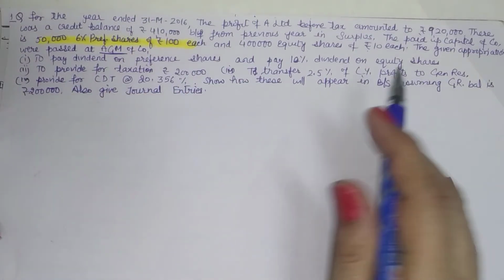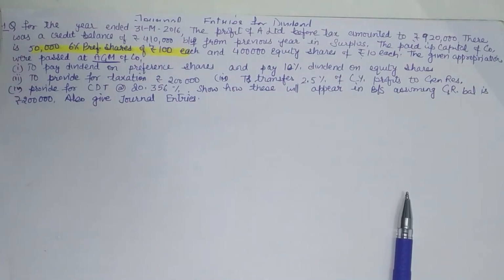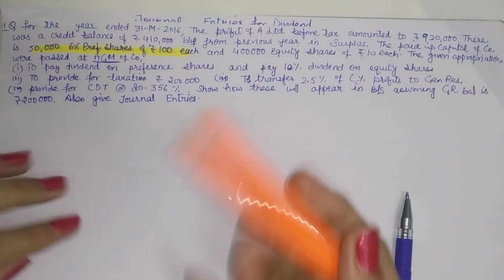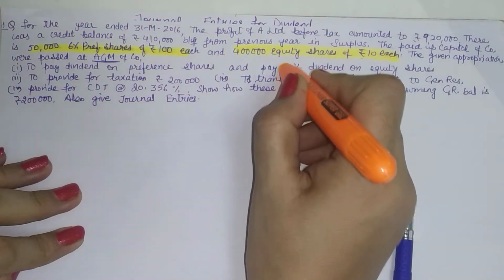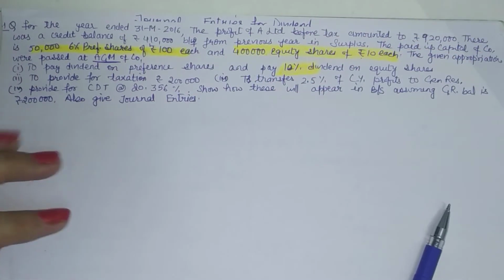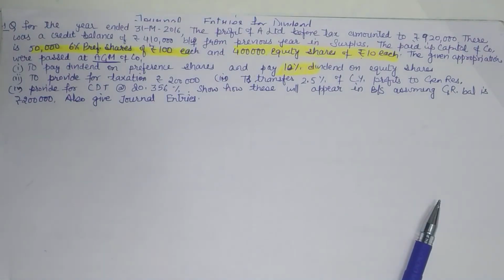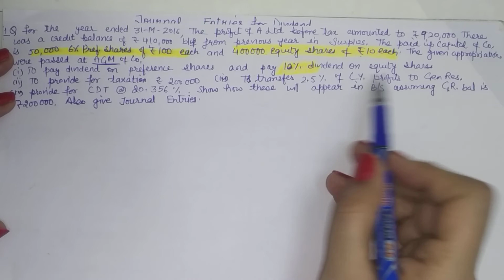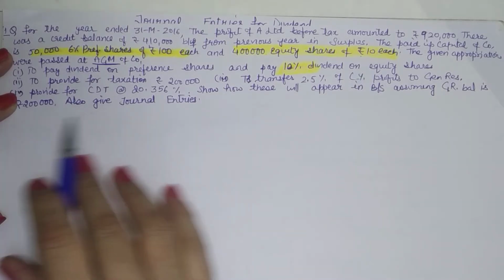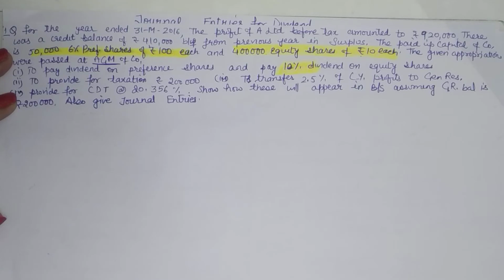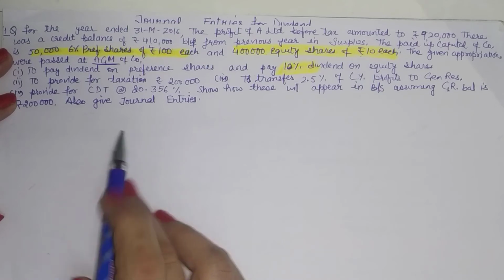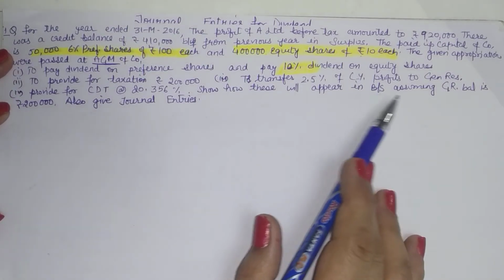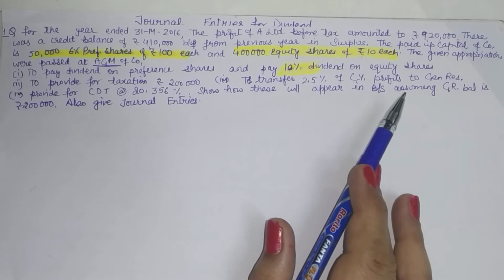And 10% dividend on equity shares. So your equity shares are 4 lakh shares of 10 rupees each. That means your equity capital is 40 lakhs. So 10% dividend on this will imply 4 lakh rupees of equity dividend. So you have 3 lakh rupees of preference dividend, 4 lakh rupees of equity dividend. You have to provide for taxation 2 lakh, transfer this much amount to reserve and provide for CDT. So these are all the information given to us. Now we are to work for the journal entries and also show how these will appear in the company's balance sheet.